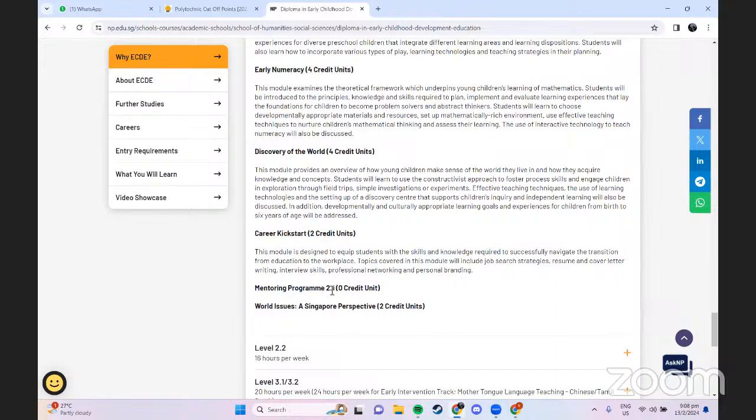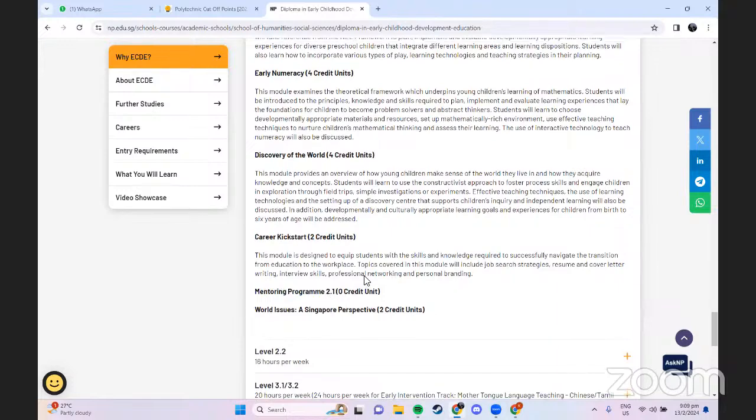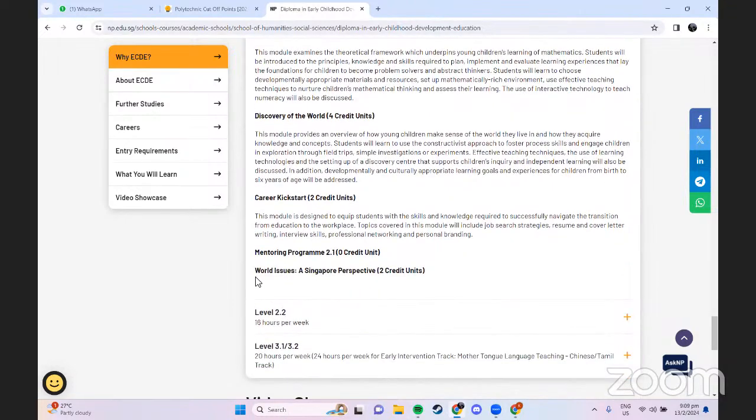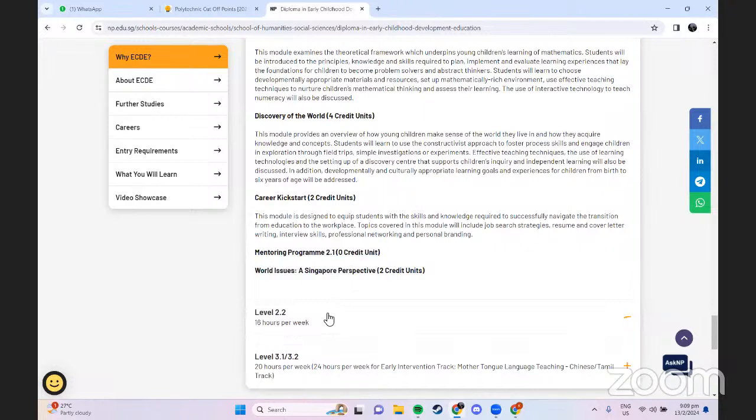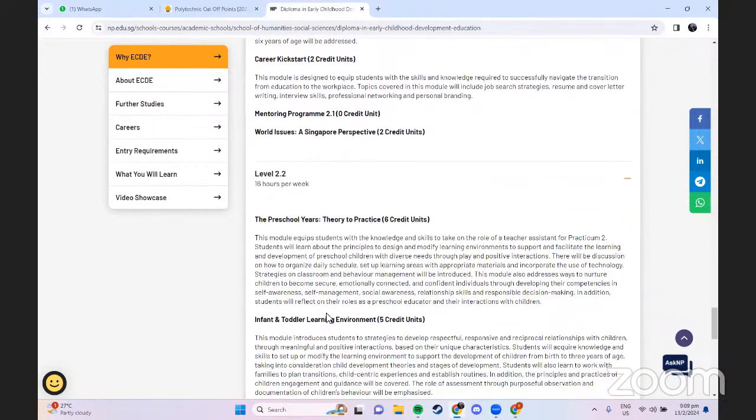What's this mentoring program? For some reason, there's a 0 credit unit. I have absolutely no idea. Oh, maybe you'll be assigned a mentor, maybe. I don't know. There's no description. It doesn't tell us what to do. I'm a bit confused. I'm not sure.